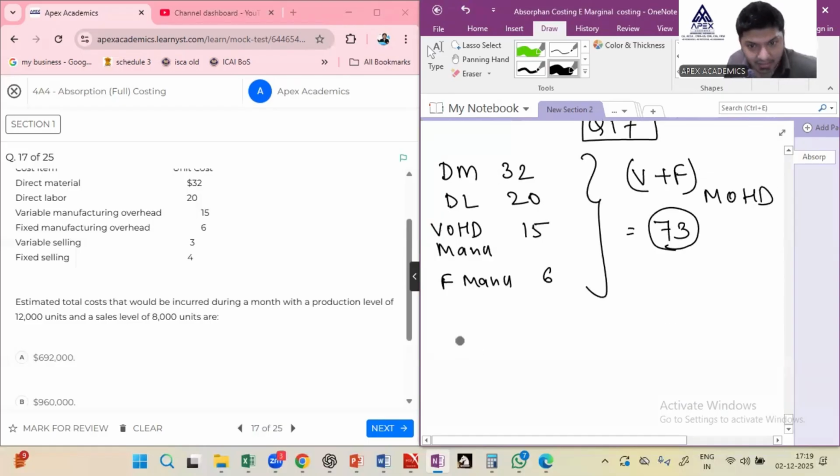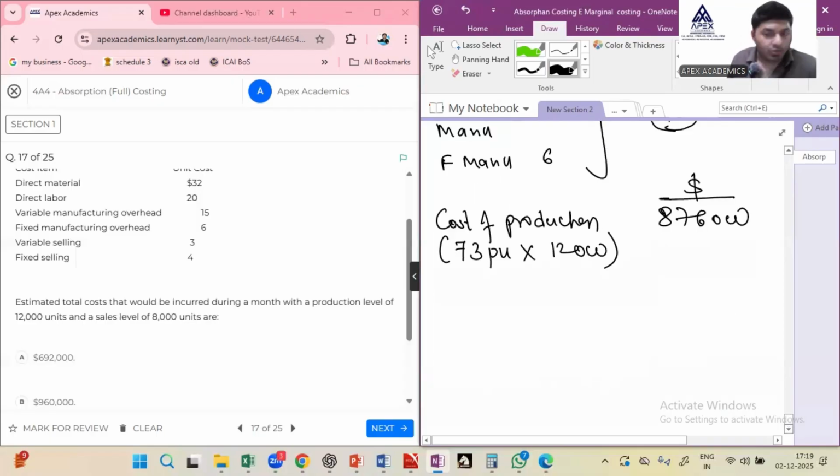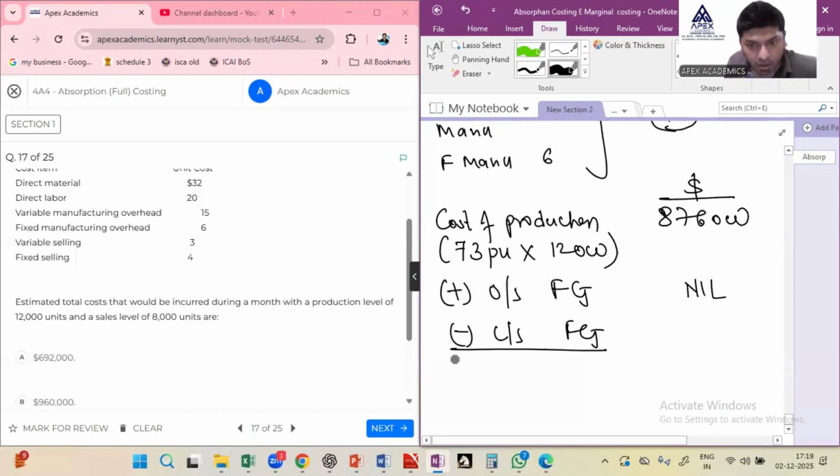Therefore, I will say that my cost of production is 73 per unit multiplied by my production level of 12,000 units, which gives me a total cost of 8 lakhs and 76,000. Next, to my cost of production, I add my opening stock of finished goods, which is nil, and I subtract my closing stock of finished goods. Please try to understand that my closing stock of finished goods is a total of 4,000 units.